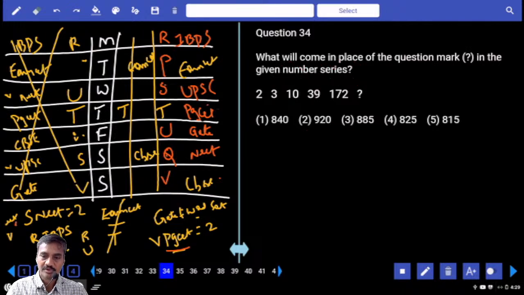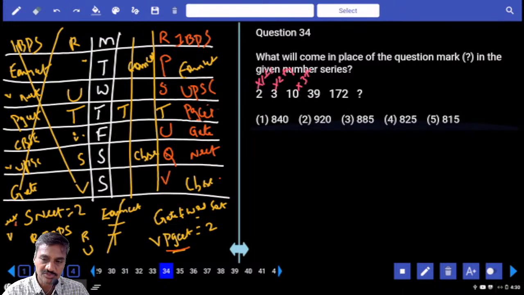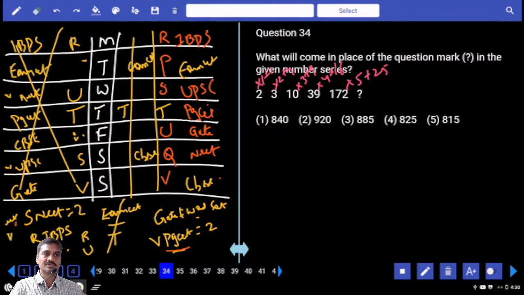Then 34. Now 2, 8, 2 and 3, how can you express this one? Now 2 into 1 plus 1, 3 into 2 plus 4, into 3 plus 9, into 4 plus 16, and finally into 5 plus 25. 172 into 5 plus 25. Now 172 into 5 plus 25, what is the number we have? 172 into 5 divided by 2 is 860. 860 plus 25, 885, choice 3, 34.